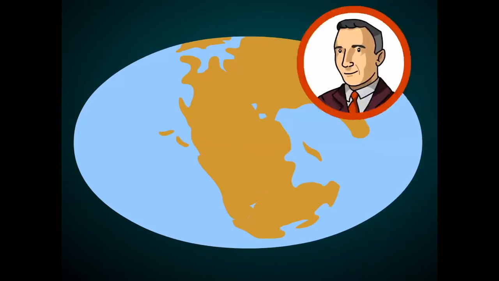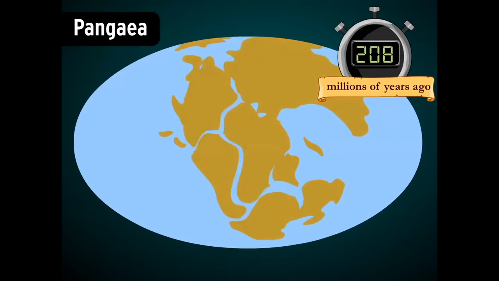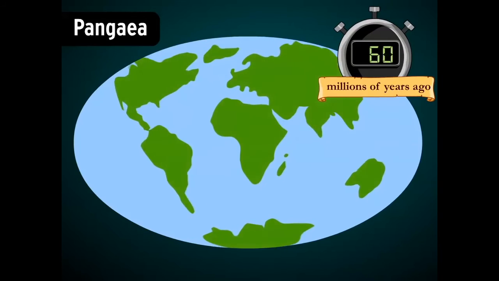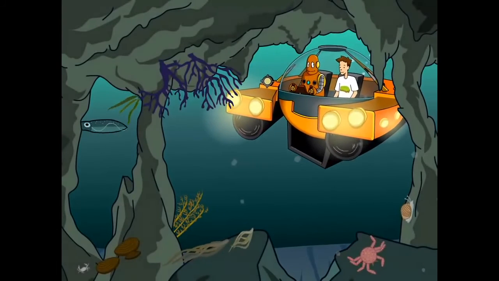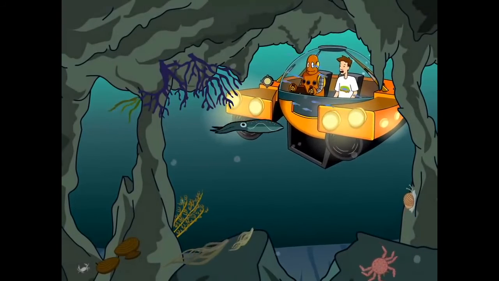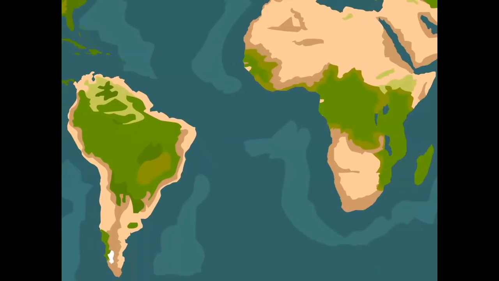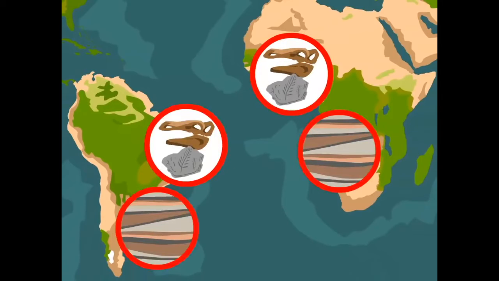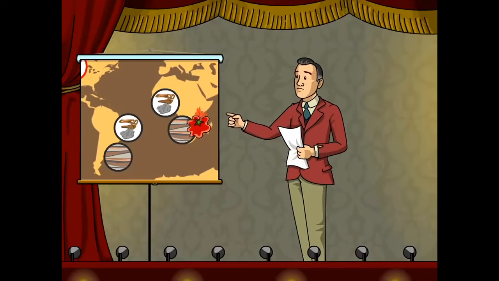In the early 20th century, a scientist named Alfred Wegener called this supercontinent Pangaea. He thought different chunks of it broke off and slowly moved apart. Over millions of years, they formed the continents we know today. Wegener couldn't explain why Pangaea split up or how. But there was some evidence to support his idea. Fossils from similar plants and animals had been found oceans apart. The age and type of rock layers matched up too. Wegener's theory of continental drift provided an explanation, but his ideas weren't taken seriously until long after he died.